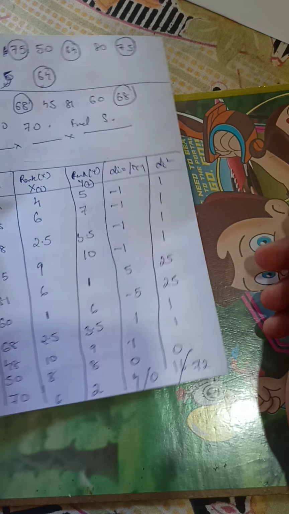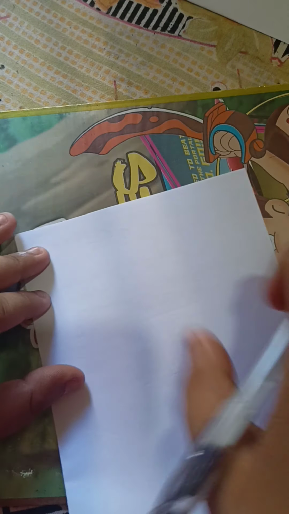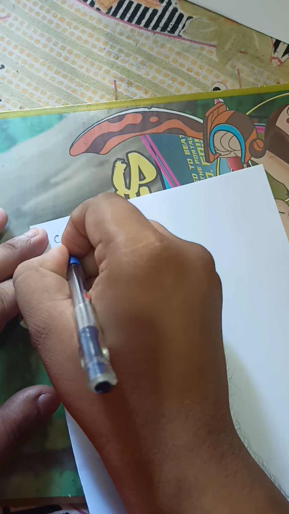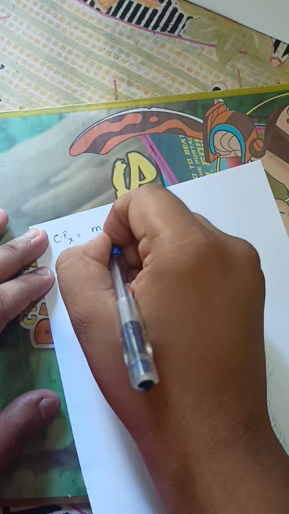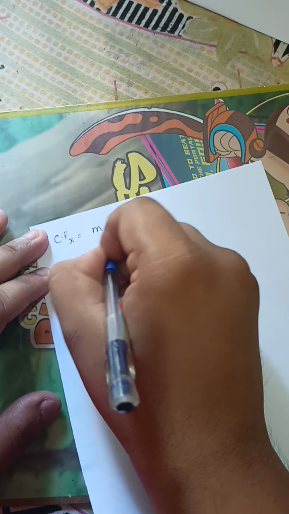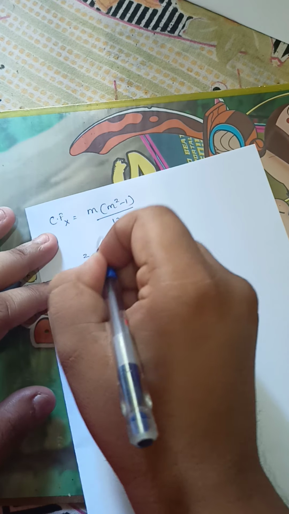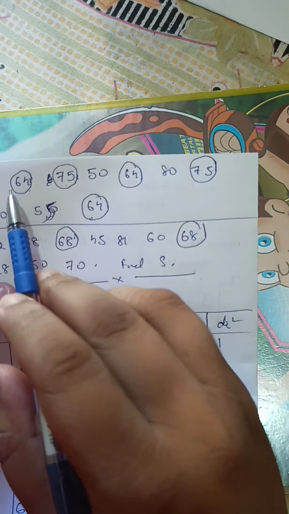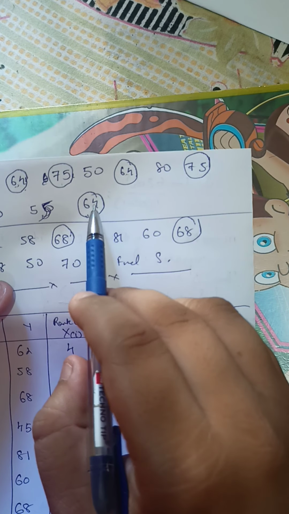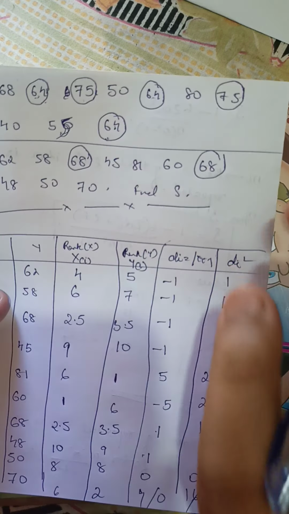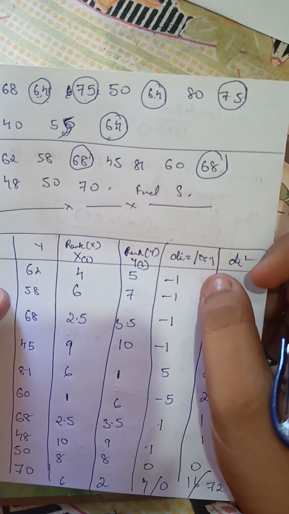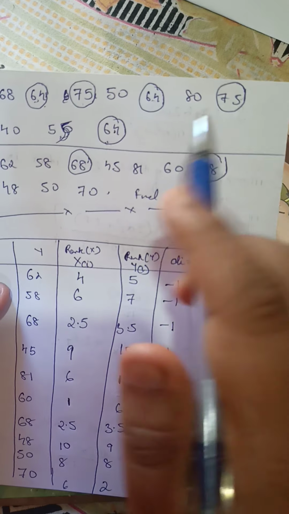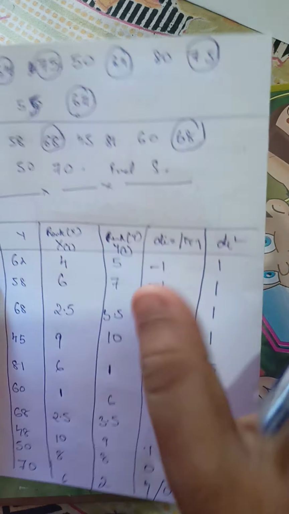Now we have to find what is m. First I write it for the correction factor of x. It is m into m square minus 1 by 12. Here you see that 64 is repeated 3 times. m denotes the number of times an item is repeated. So 64 is repeated 3 times.